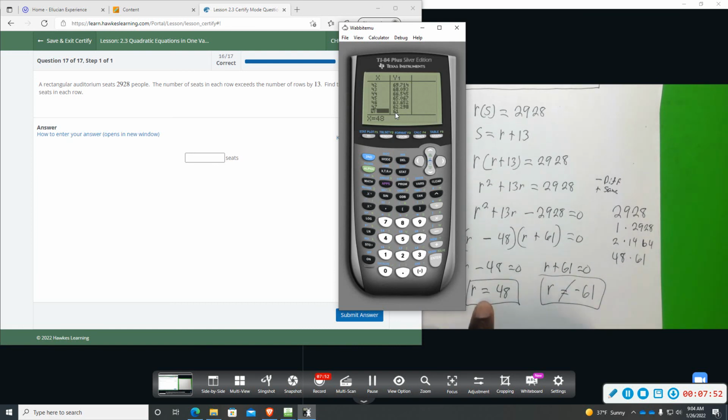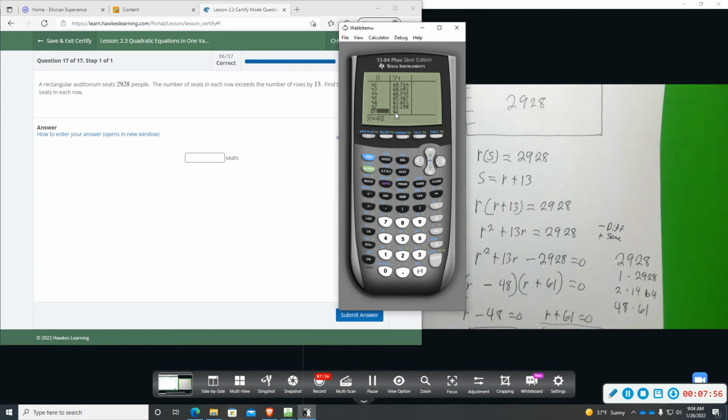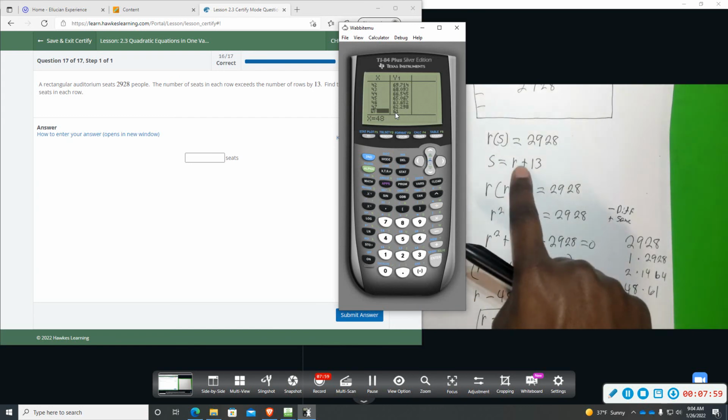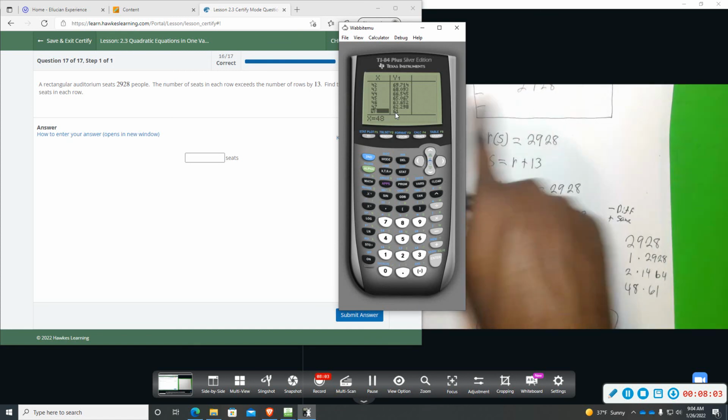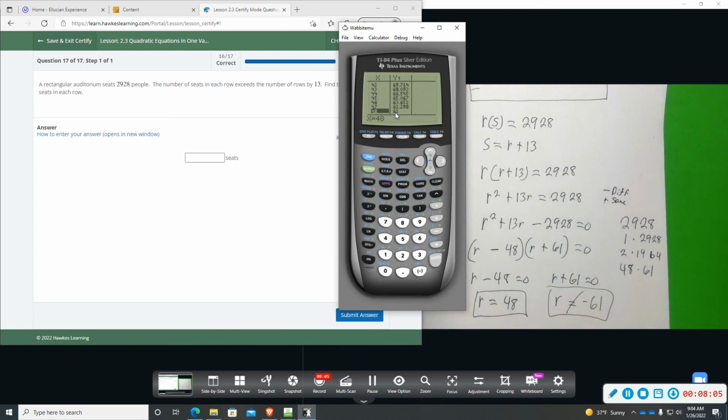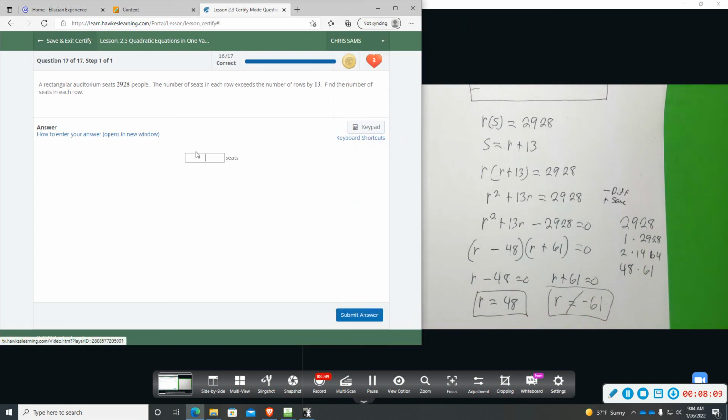So we can have 48 rows. If we have 48 rows, and we go back up here and plug in 48, we add 13, that'll give us 61. So that's going to be the number of seats in each row. And so we can get both answers that way. We want to know how many seats are in each row. It's going to be 61.